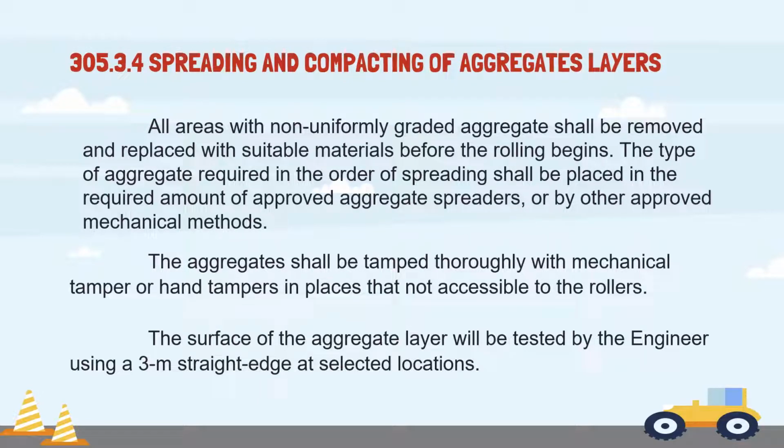The aggregate shall be dry rolled until it is compacted and keyed. Materials which are crushed excessively under the rollers or become segregated shall be removed and replaced with suitable aggregate. The aggregate shall be tamped thoroughly with mechanical or hand tampers in places that are not accessible to the rollers. The surface of the aggregate layers will be tested by an engineer using a 3-meter straight edge at selected locations.